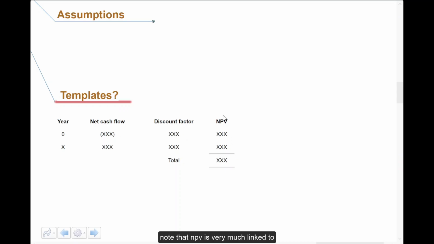Note that NPV is very much linked to shareholder wealth maximization, given that it's the go-to technique very often, not just in the ACCA qualification, but also in real life. So the idea of going ahead, let's say, with an investment appraisal project that has a negative NPV doesn't make sense. We're always looking for more than 0.